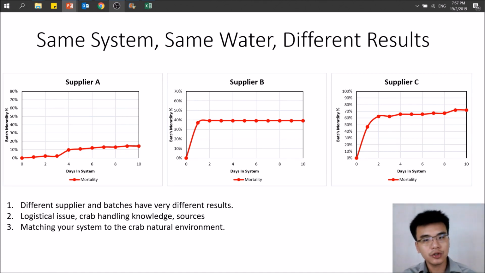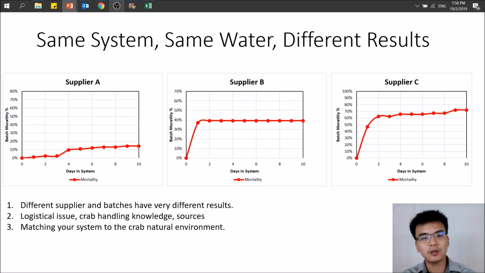We have here 3 suppliers, supplier A, B, C, that have been supplying us water crabs for fattening. As you can see, for supplier C, if I place a crab 2 days into the system, the mortality is about 60%. Whereas for supplier B, the mortality is 37%. But look at supplier A. The 10 days mortality is only about 10 to 15%. What we are trying to show you is that these are crabs from different suppliers, but they're all placed in the same conditions. So why do they vary in terms of mortality in such a great manner?